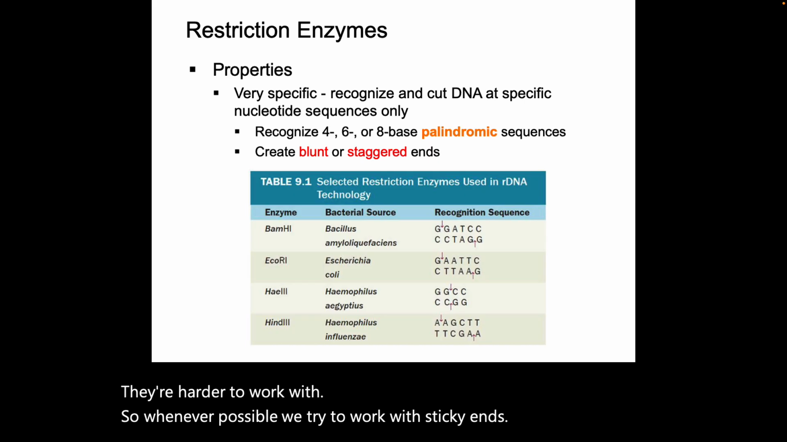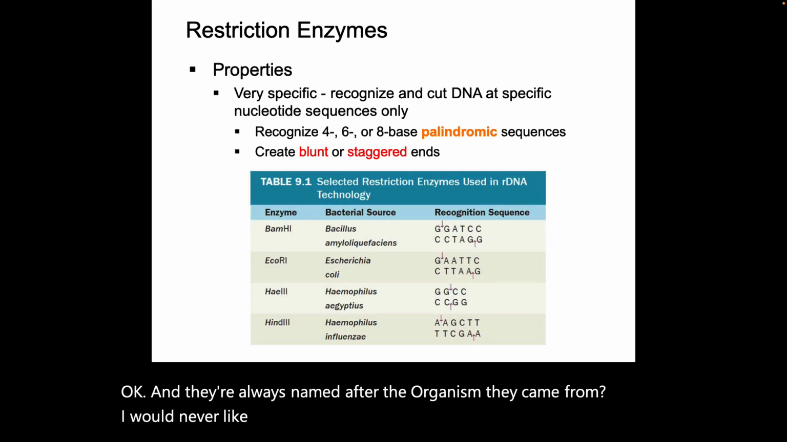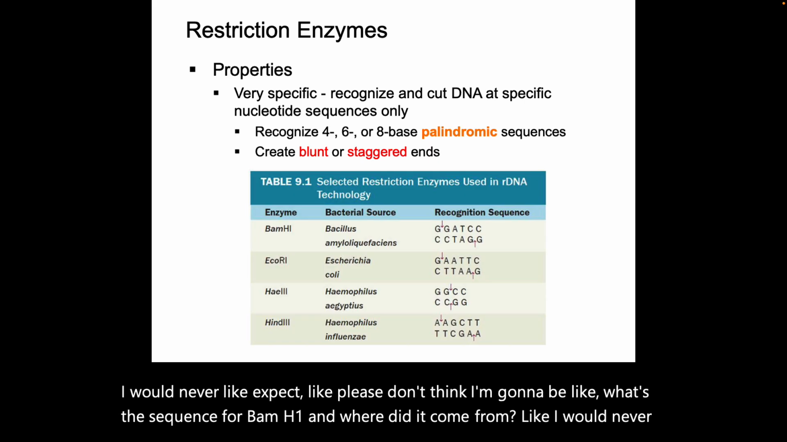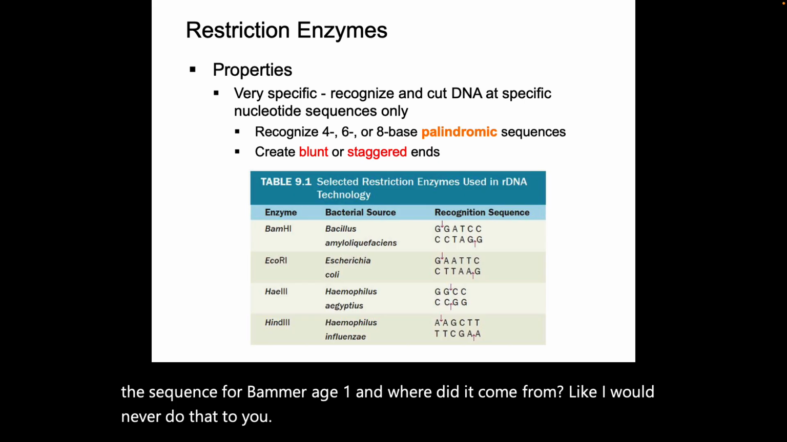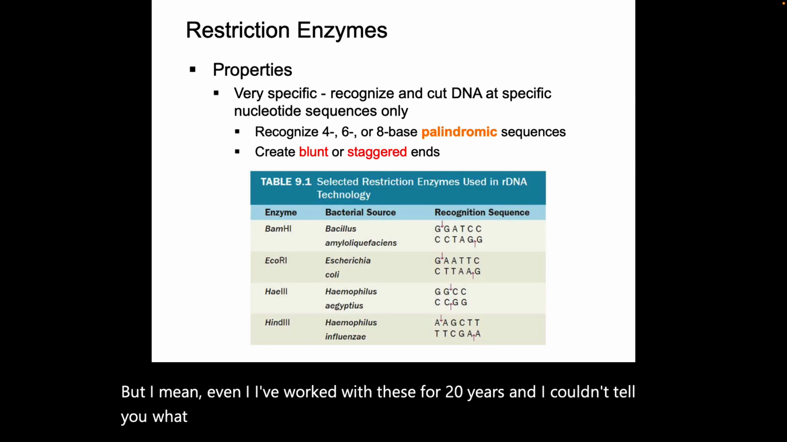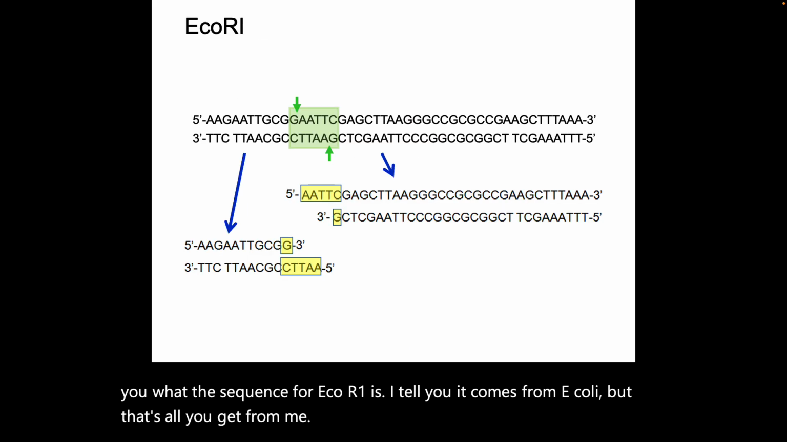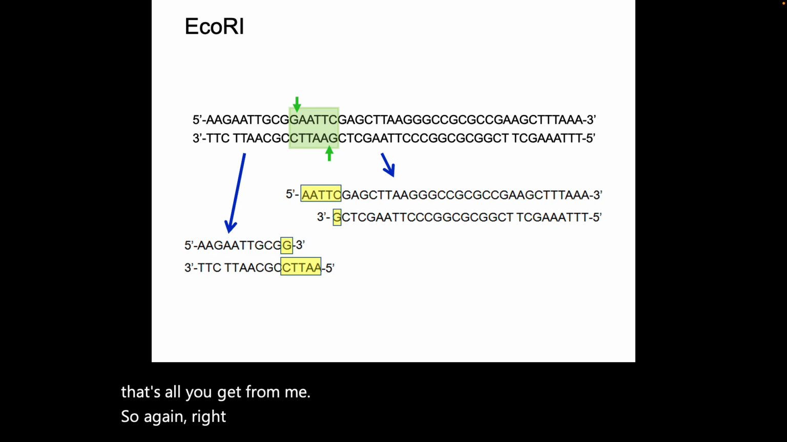Okay. And they're always named after the organism they came from. Please don't think I'm gonna ask, what's the sequence for BamHI and where did it come from? I would never do that to you. Even I've worked with these for 20 years and I couldn't tell you what the sequence for EcoRI is. I can tell you it comes from E. coli, but that's all you get from me. Okay. So again, it leaves these overhangs that are called the sticky ends.